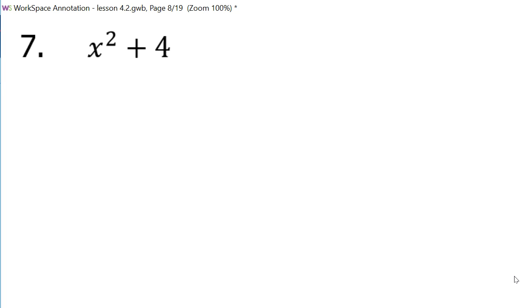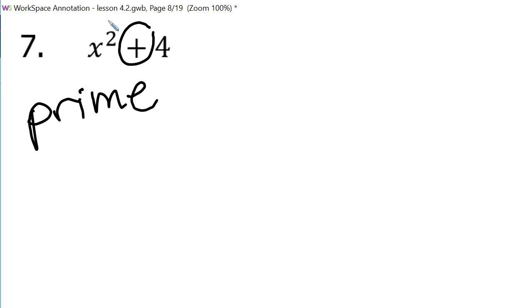Number 7, is this a difference of squares? No, so this is called prime. Why is this one not a difference of squares? Yeah, that's an addition symbol. In order to be a difference of squares, we have to have a difference in the middle. So we have no such thing as a sum of squares. So this one is called prime.